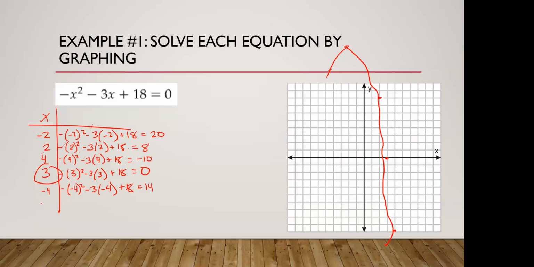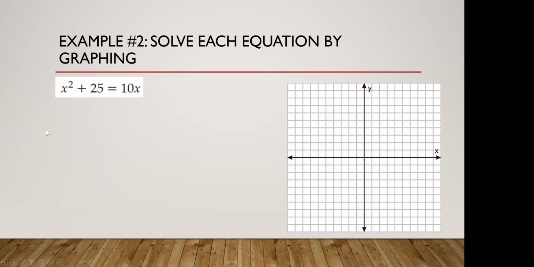So I'm going to try negative 6. Negative 6 squared minus 3 times negative 6 plus 18, I end up getting 0. So at negative 6, my parabola will eventually go this way. So here are my two solutions. I can check them, but I already did because I have my table, and they both equal 0. So those are my two solutions: 3 and negative 6. All right.